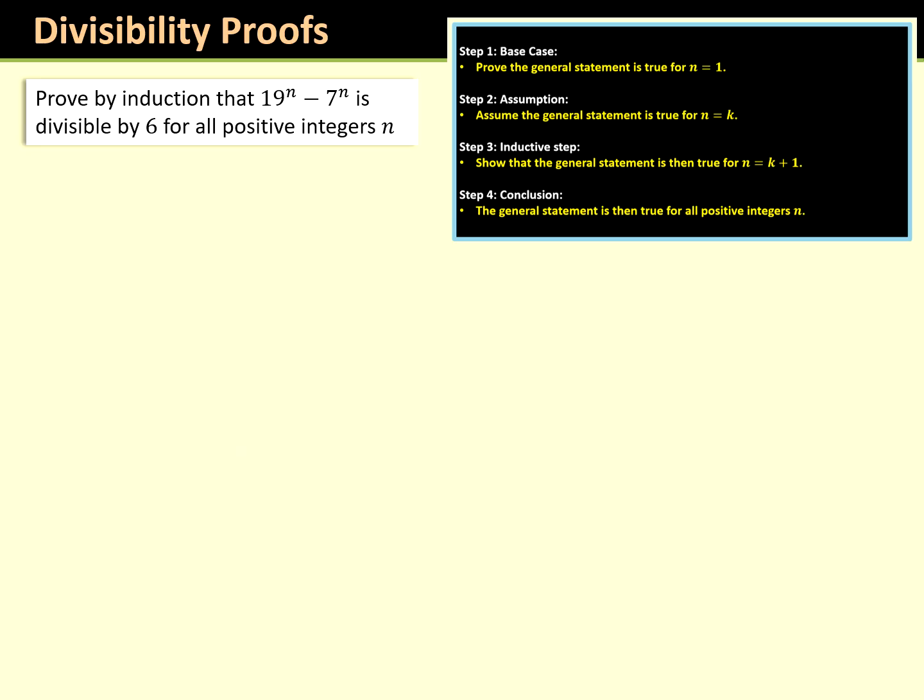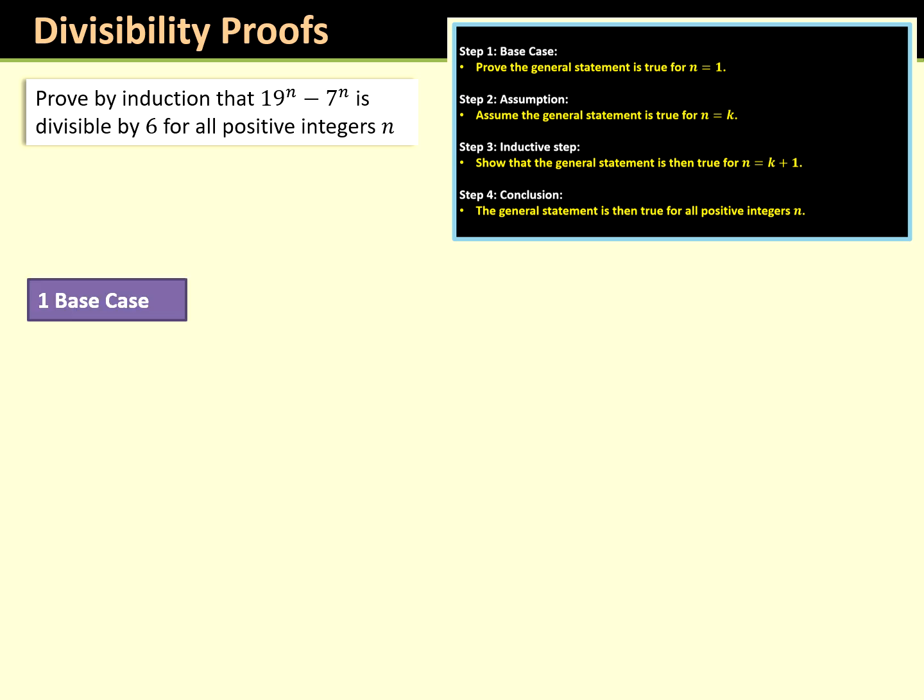So we've been asked to prove by induction that 19^n − 7^n is divisible by 6 for all positive integers n. And just like in the series sum video, we're using the 4 steps. Step 1, the base case; step 2, the assumption; step 3, the inductive step; and step 4, the conclusion.